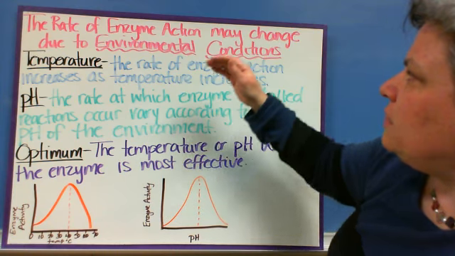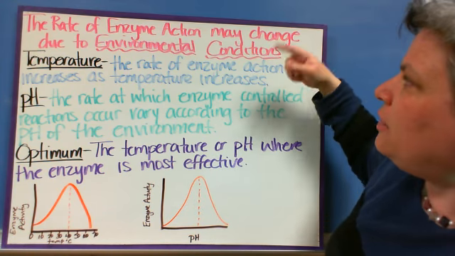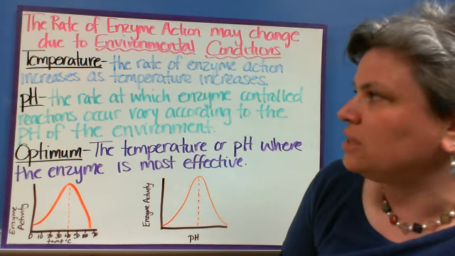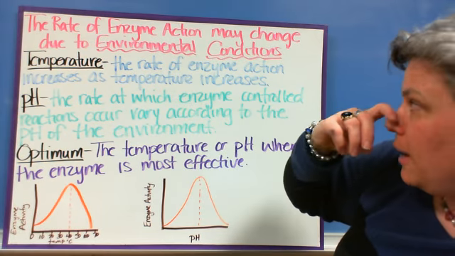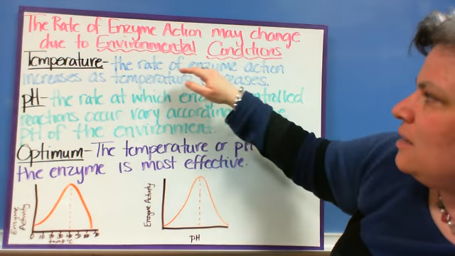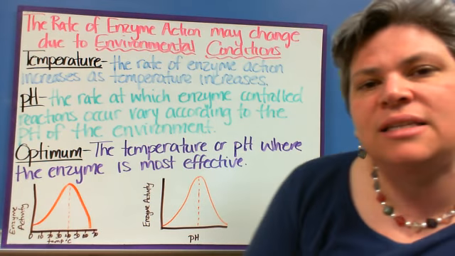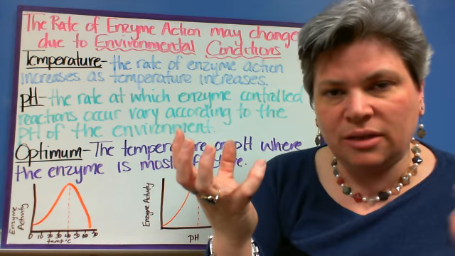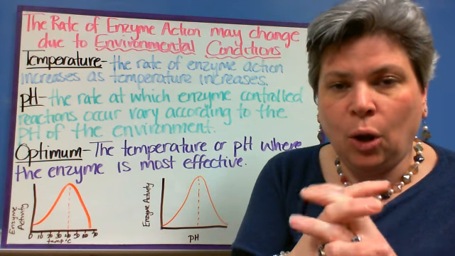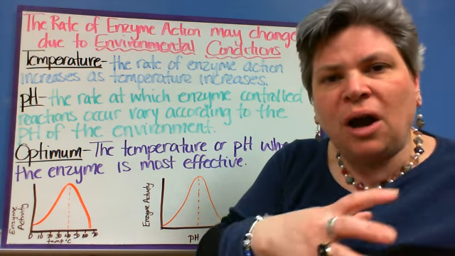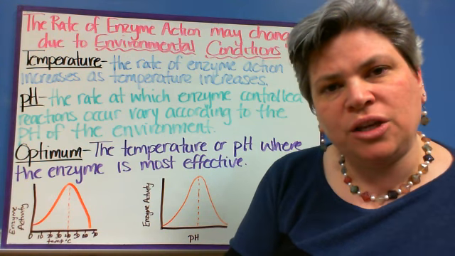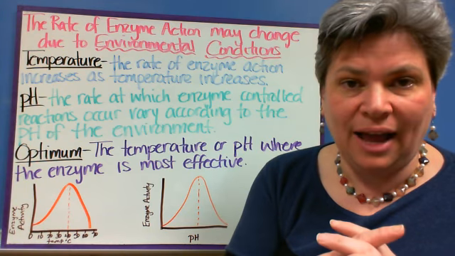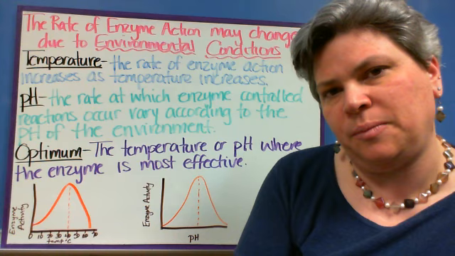So let's take a look at some environmental conditions that could affect the way an enzyme is going to work. The first of those environmental conditions is temperature. The temperature will affect enzyme action. The rate of enzyme action increases as temperature increases. That makes sense. We're looking for the enzyme molecules and the substrate molecules to collide with each other. Well, if we increase the temperature, those molecules are going to move faster. If the molecules move faster, there's a higher chance that the enzyme and the substrate are going to collide, so there's a higher chance of the reaction taking place.